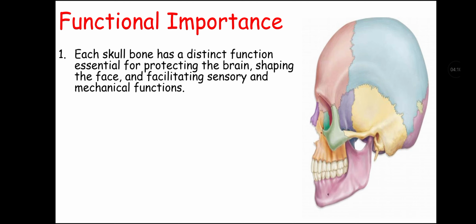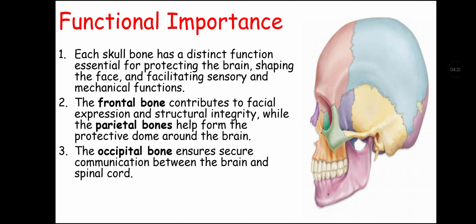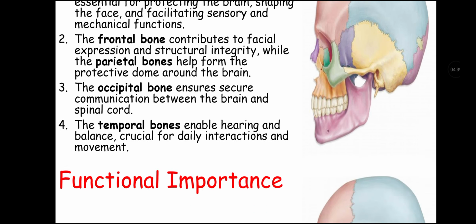Each skull bone has a distinct function essential for protecting the brain, shaping the face, and facilitating sensory and mechanical function. The frontal bone contributes to facial expression and structural integrity, while the parietal bone helps form the protective dome around the brain. Likewise, the occipital bone ensures secure communication between the brain and spinal cord, and the temporal bone enables hearing and balance that are crucial for daily interaction and movements.